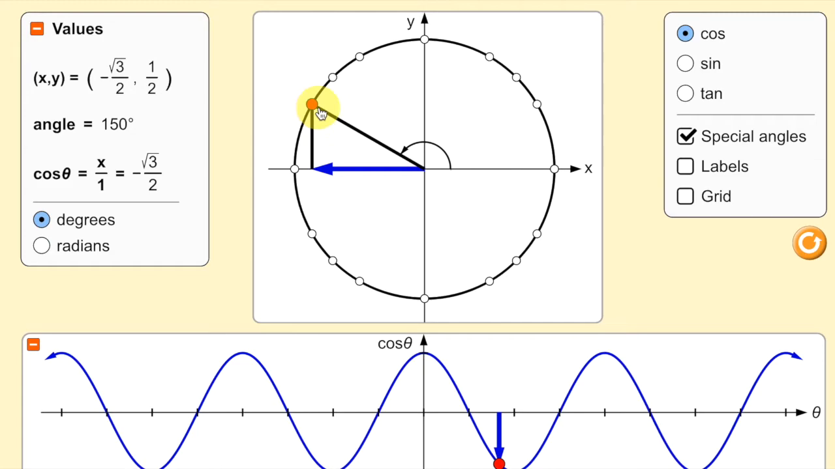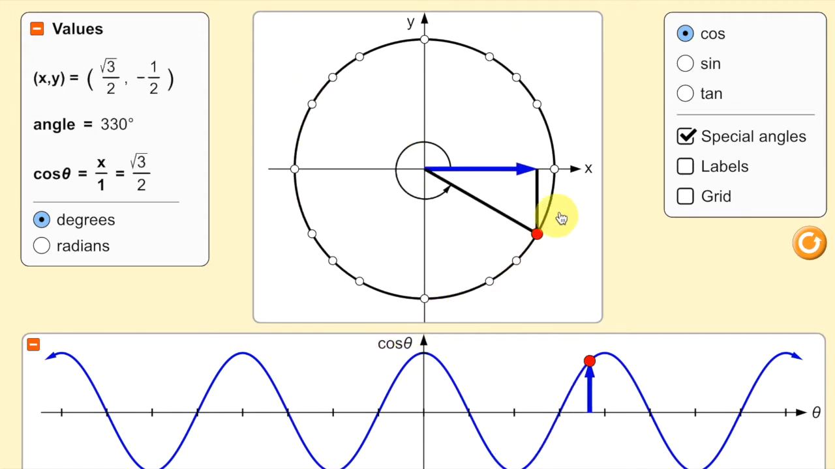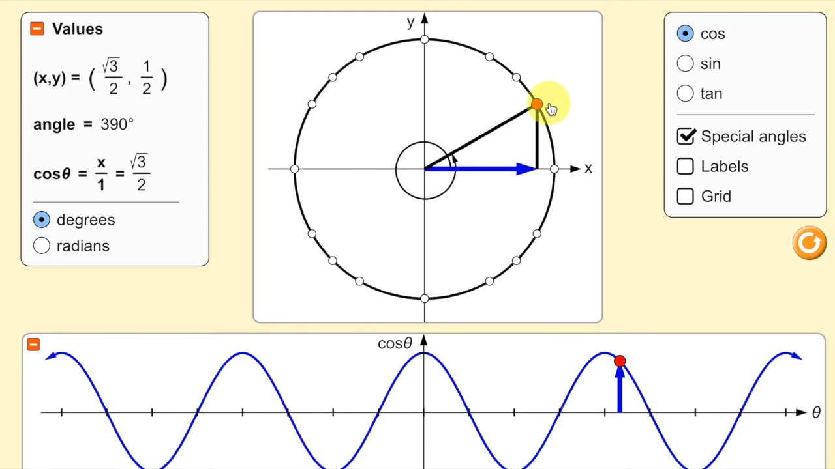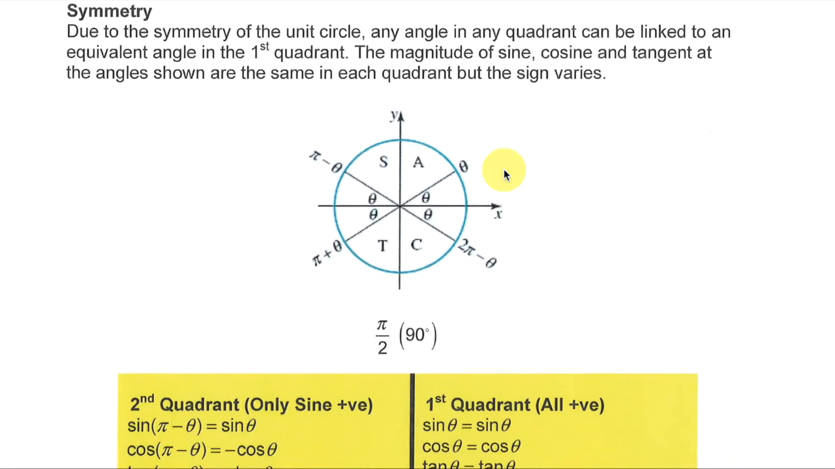But if we are in the second quadrant, we start from the x-axis and we go that way to obtain the 30 degrees. And back over here for the fourth quadrant, we start with the x-axis, go down 30 degrees. Or if we want to be in the first quadrant, we start from the x-axis, go up 30 degrees. So that's shown on my diagram here.